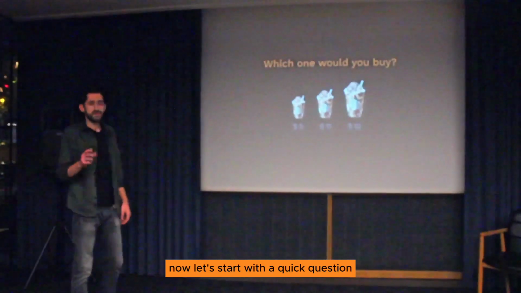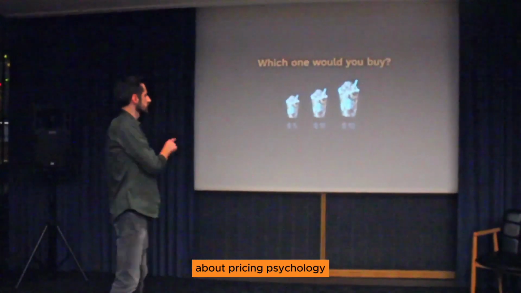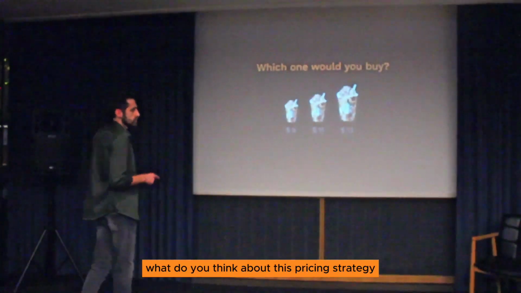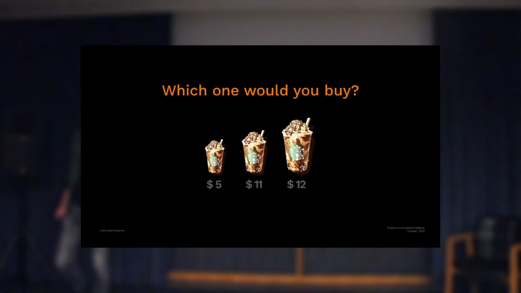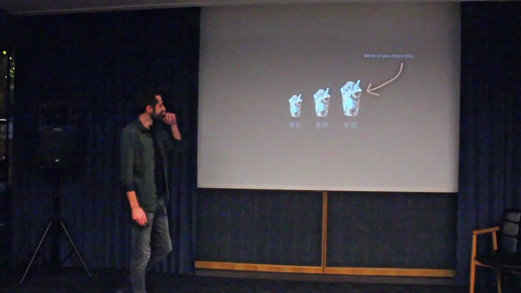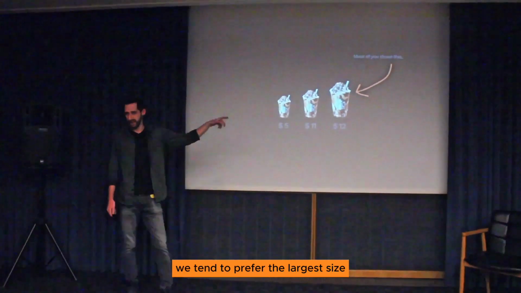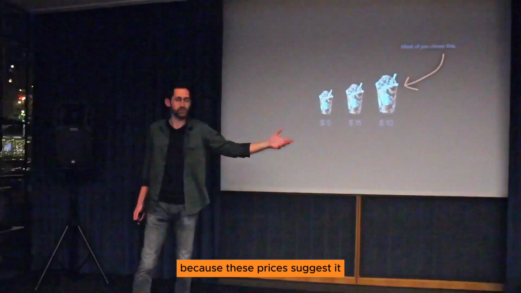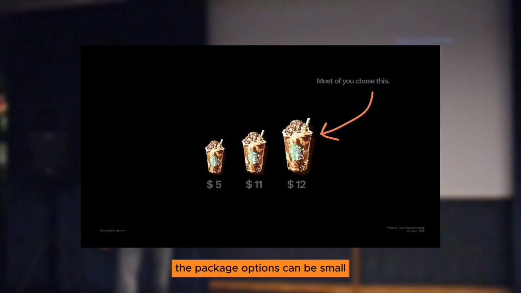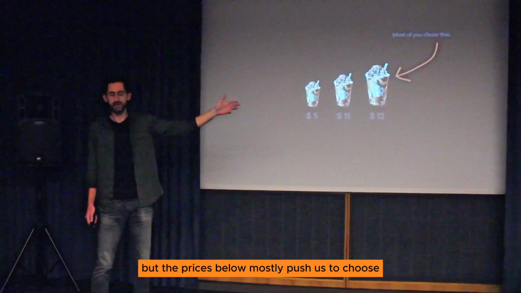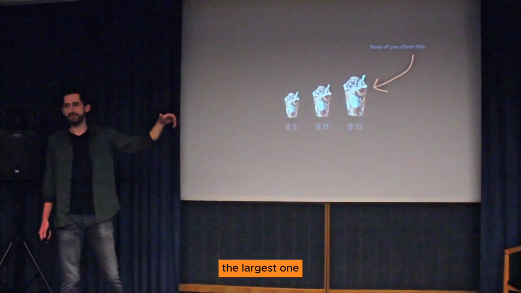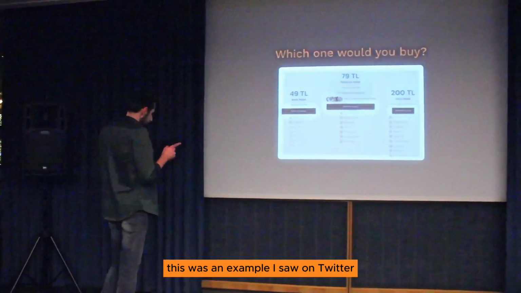Now, let's start with a quick question about pricing psychology. What do you think about this pricing strategy, and which one would you buy? In this pricing approach, we tend to prefer the largest size because these prices suggest it. The package options can be small, medium, and large, but the prices below mostly push us to choose the largest one. This was an example I saw on Twitter.